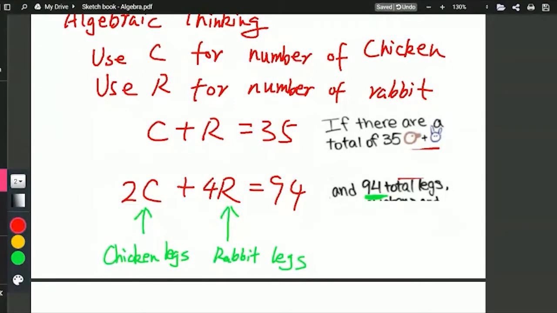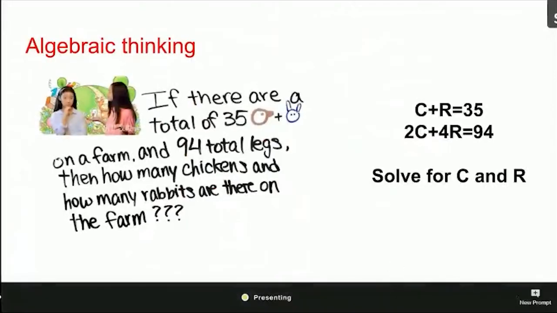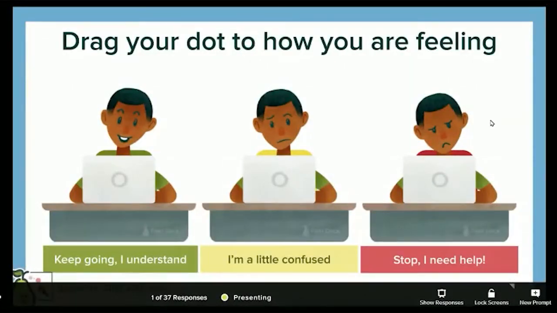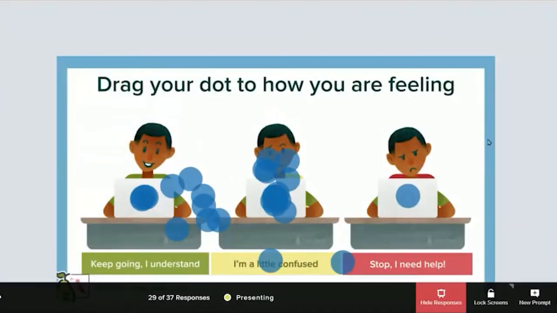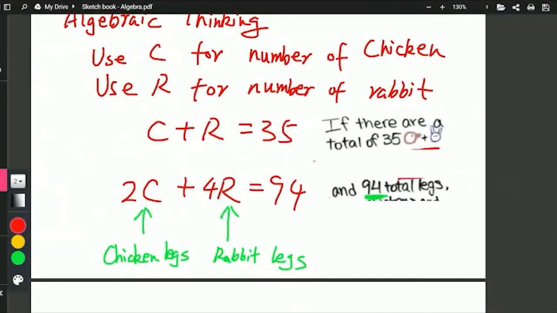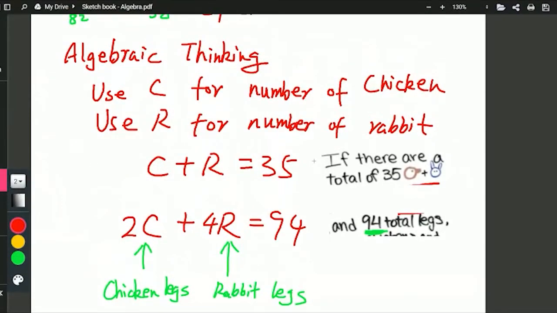I don't know exactly how much C and R are, but I can see their relationship. All right, so I'm going to pause here, and I want you to do a quick poll. Tell me, how do you feel right now? Are you totally getting this, a little confused, or are you lost? Okay, some of us are still confused. Okay, we'll review this. Let's see.